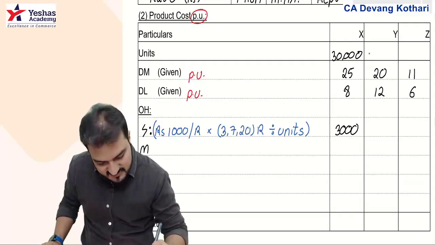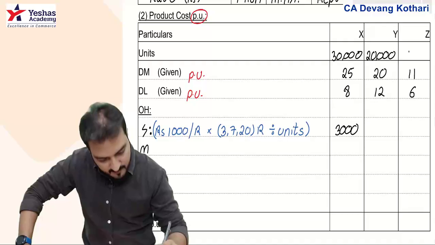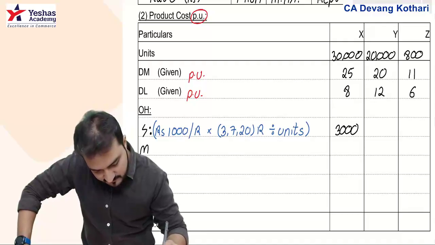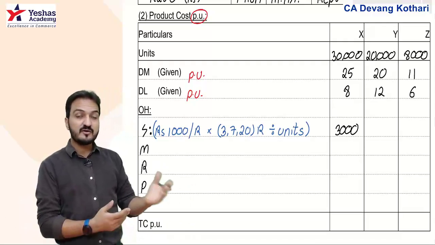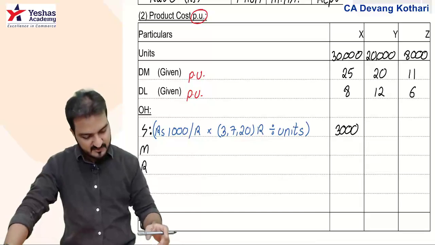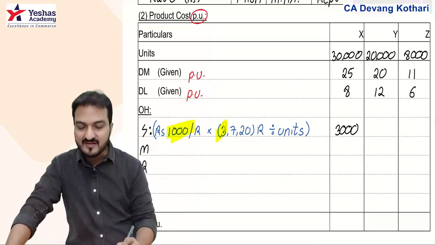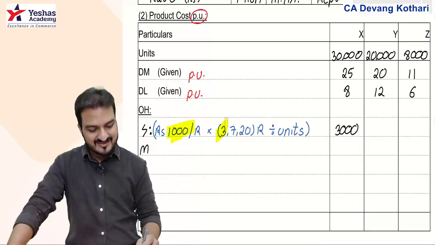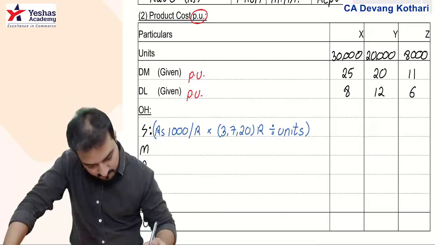Y, you are producing 20,000 units. And Z, you are producing 8,000 units. You are given the number of units for X, Y and Z. Now that you have the number of units, divide units and get the per unit. So for X, what I will do is this: 1,000 per run into 3 runs gives me 3,000. 3,000 divided by 30,000 gives me 0.10 per unit.